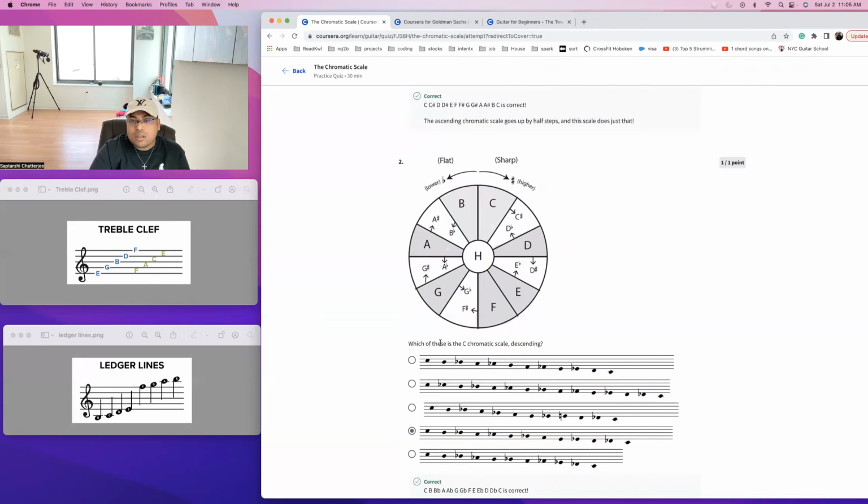Which of these is the C chromatic scale descending? So again, C chromatic scale: start with C and end with C, and descending. It will go this way: C, B, B flat, A flat. Now here, instead of sharp, because it is descending, they're mentioning flat.